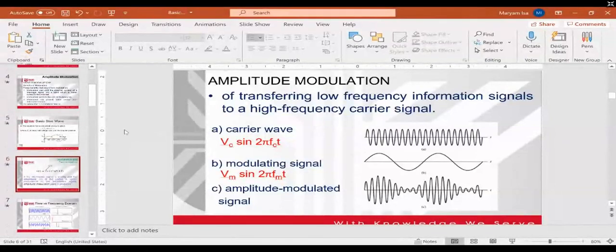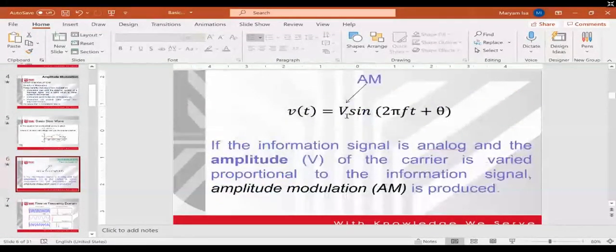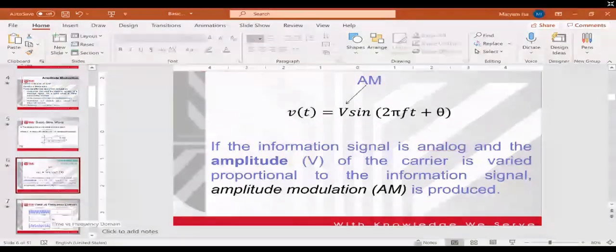When it is amplitude modulation, that means the amplitude of the carrier is being changed. Okay, so for amplitude modulation, you just straightforward put in the value of your information signal into the amplitude. For frequency modulation, you change the frequency. For phase modulation, you change the phase.